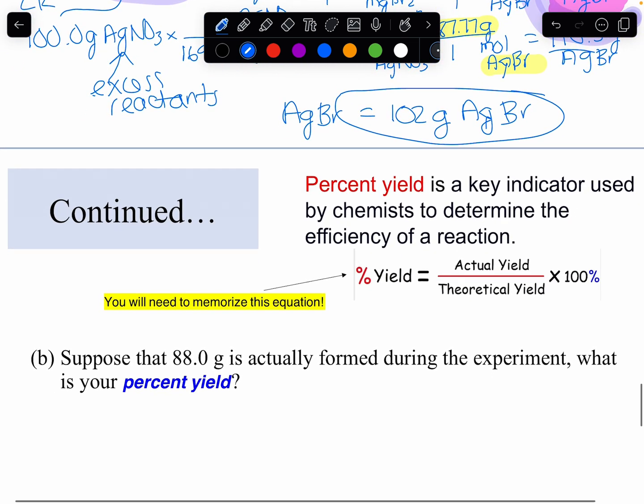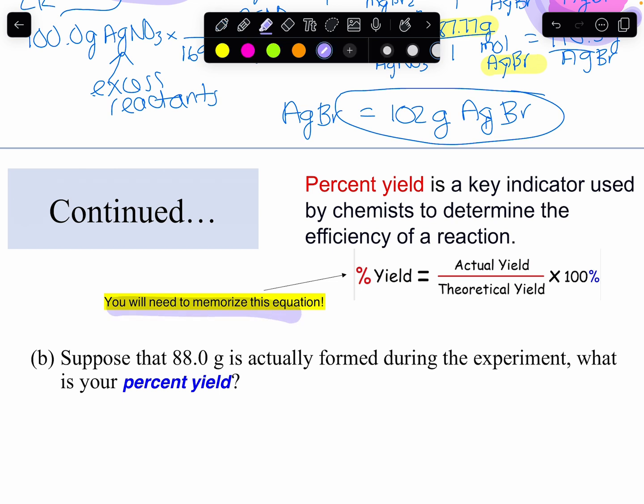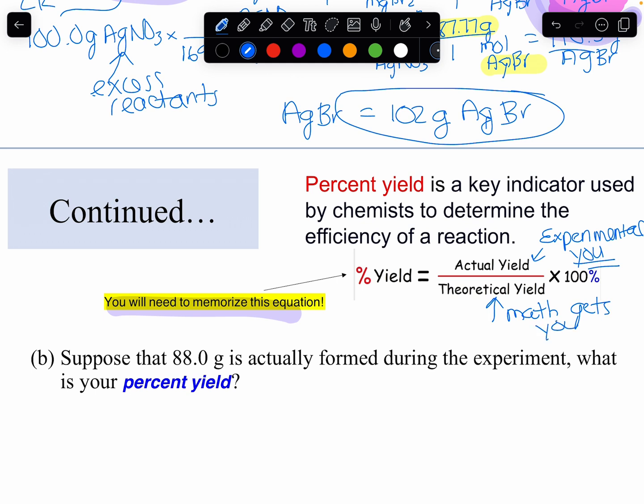Okay? Now, the last thing we want to look at here is very much simpler, percent yield, and you will need to memorize this equation. Percent yield is the actual over the theoretical. Another way of saying actual is experimental. Now, we've done this in class before in lab. Experimental is what you got, or the scientist. Theoretical is what the math gets you. And usually that math is stoichiometry.